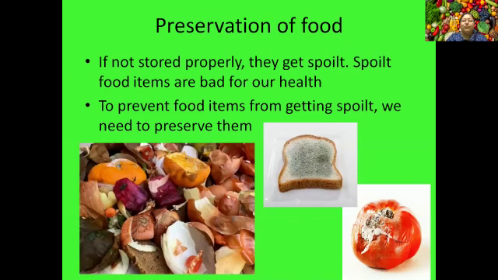After cooking our food, we're going to do food preservation. Now, when vegetables are kept for a long time and not stored properly, they get spoiled. Spoiled food items are bad for our health. On the left side, you can see all these fruits and vegetables which have become rotten.